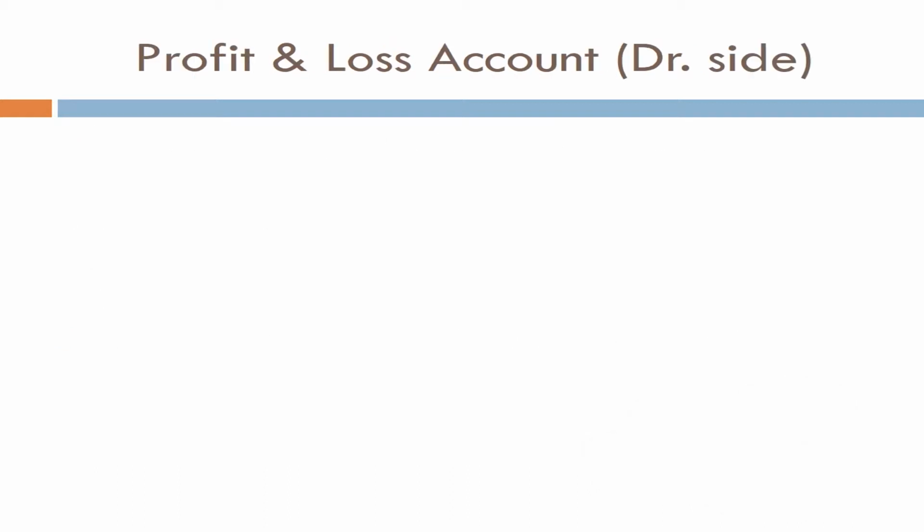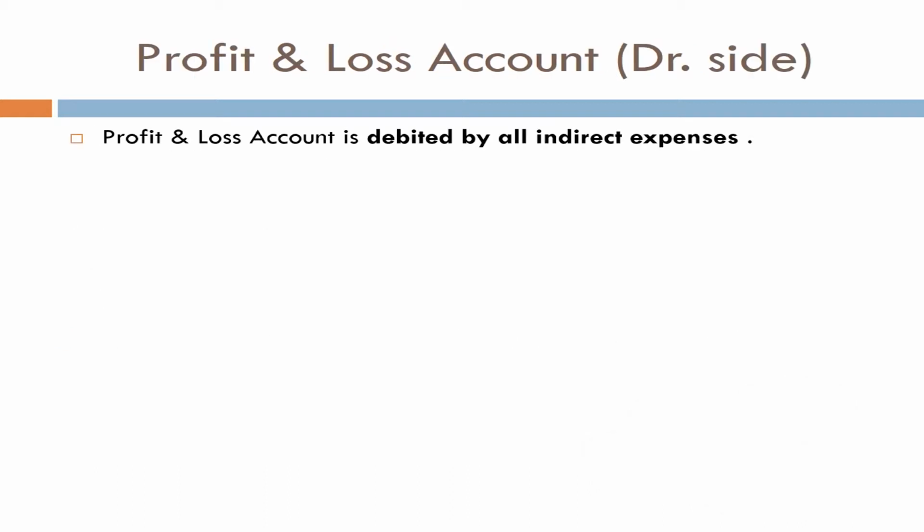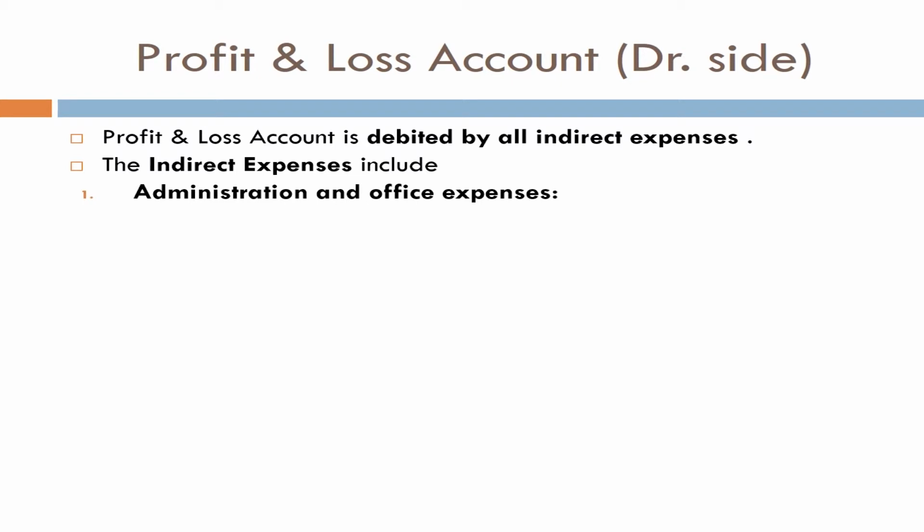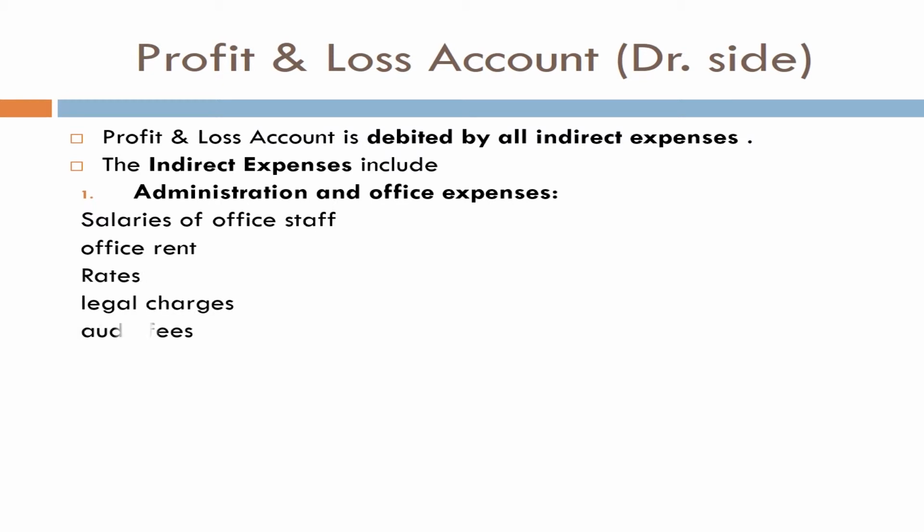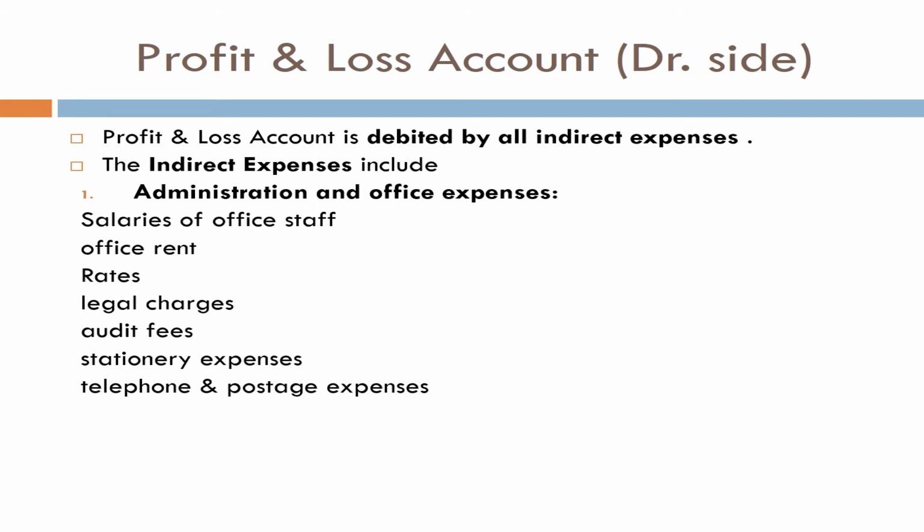Let's start with the debit side of P&L account. Profit and loss account is debited by all indirect expenses incurred and losses suffered by the business during the accounting period. The indirect expenses include administration and office expenses such as salaries of office staff, office rent, rates, legal charges, audit fees, stationery expenses, telephone and postage expenses, insurance premium, and manager's remuneration, etc.